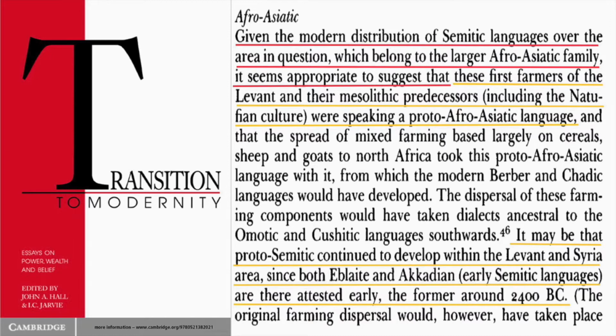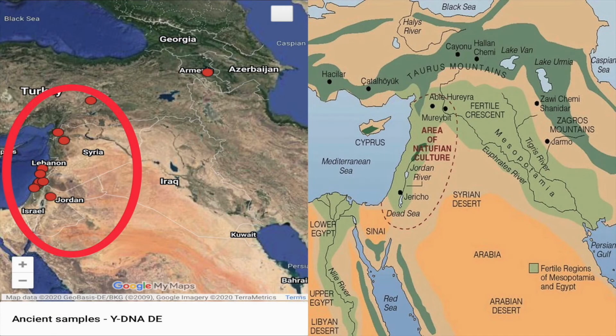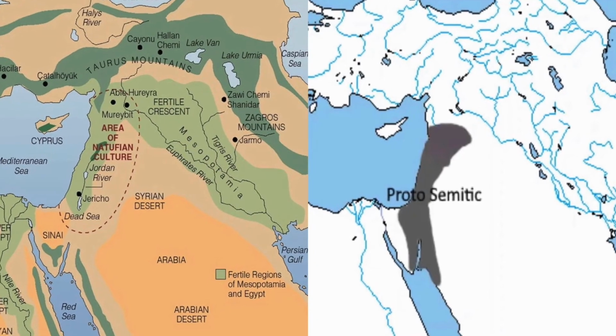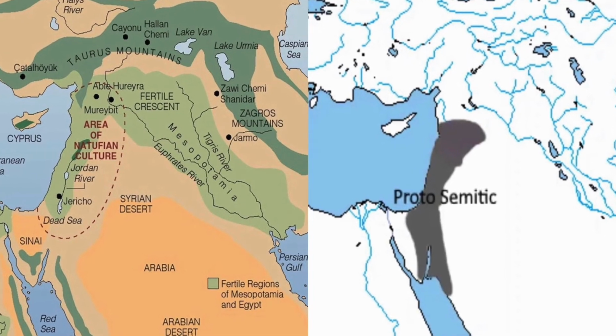It may be that Proto-Semitic continued to develop within the Levant and Syria area, since both Eblaite and Akkadian, early Semitic languages, are there attested early, the former around 2400 BCE. Haplogroup E-M84 has its origin in the Levant, which is also the homeland of Proto-Semites, because Semites descend from Natufians.